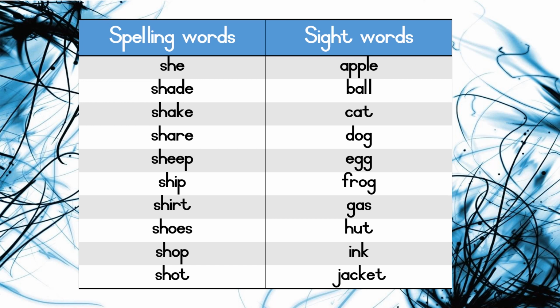Now, remember the spelling words, you need to remember how to spell them, and the sight words, you already need to know how to spell them and how to read them. Please, if you didn't read the words with me, pause the video, rewind it a bit, and read those words with me again. Then we'll continue.